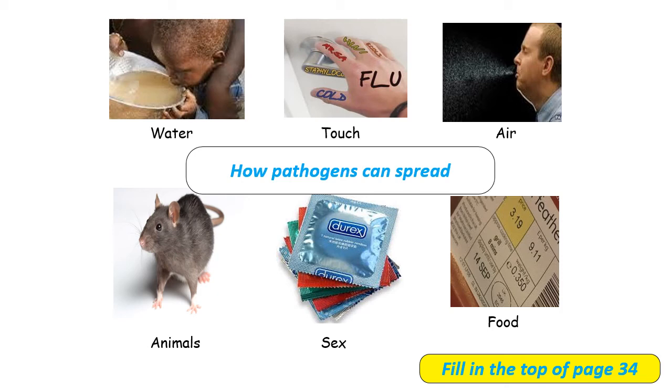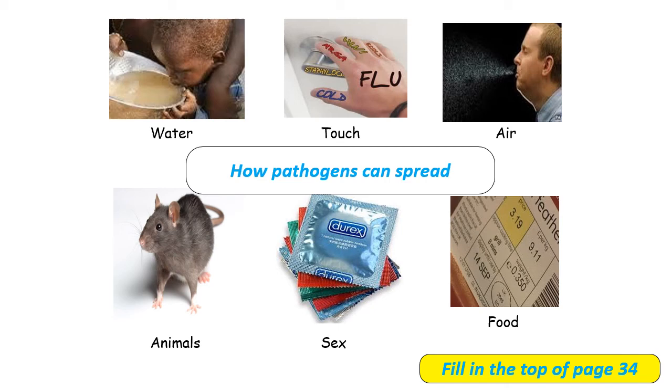Another one there is air. So any kind of aerosol, that's particularly bad at the moment with COVID-19. The main way it's spread is airborne, through small particles in your breath, and it's spread through the air. Animals are a big spreader of disease. It's a picture of a rat. Rats particularly spread all sorts of diseases.